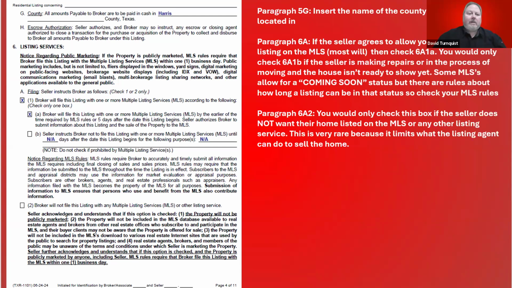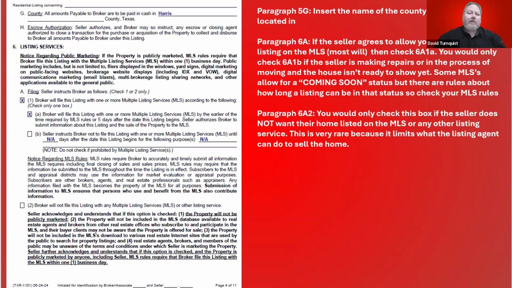Okay, paragraph 6, the listing services. If I'm going to list the property and you're listing it with me, the reason you're hiring me is not only because of my knowledge and expertise, but because I'm a licensed realtor and I have access to the multiple listing service, which you don't, as a general member of the public. So the MLS is the big value that we bring as realtors to selling people's homes.